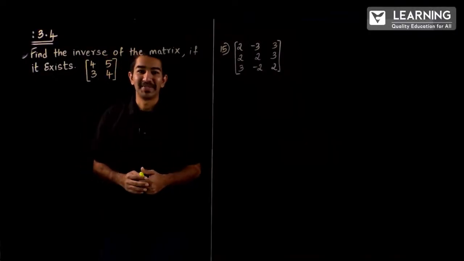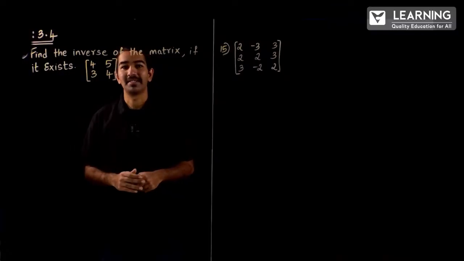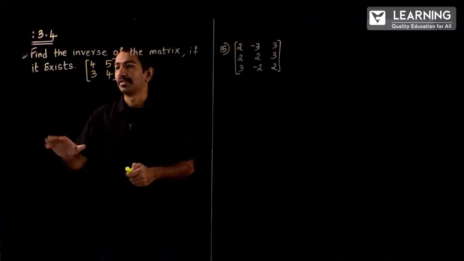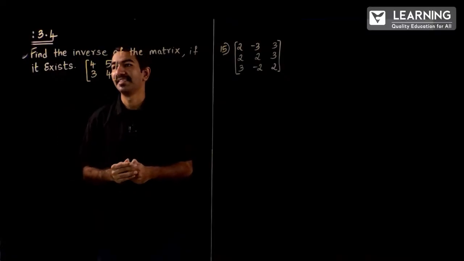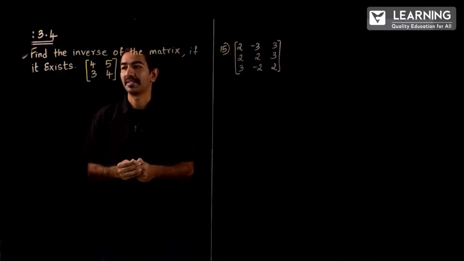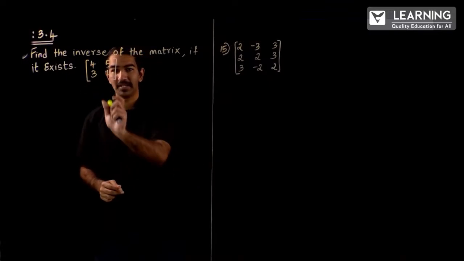Okay students, so let's start with the next exercise, exercise 3.4, the very last exercise of this chapter. So important questions we'll be solving. The first question which I have taken here is question number 8. Find the inverse of the matrix if it exists, and they have given the matrix like this. We have to find the inverse of this matrix.